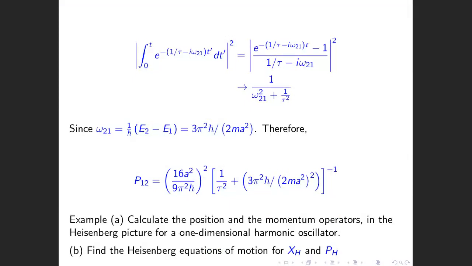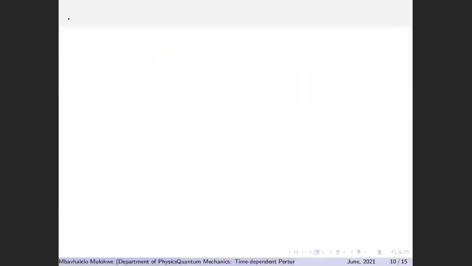So the exercise was to calculate the position and momentum operators in the Heisenberg picture. Once you have that, go ahead and try to compute the Heisenberg equations of motion. As a feel of how you go about doing this, I did that exercise. If you remember, the Hamiltonian for the harmonic oscillator is p squared over 2m plus half m omega squared x squared, right?